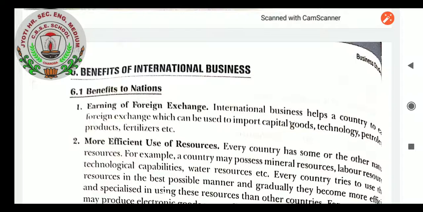International business helps a country to earn more foreign exchange, which can be used to import capital goods. Definitely, if we have more foreign currency which has more value than our currency, it becomes easy for us to import goods. So that is the benefit of having international business. Technology, petrol, products, fertilizer, etc. can also be achieved through international business.